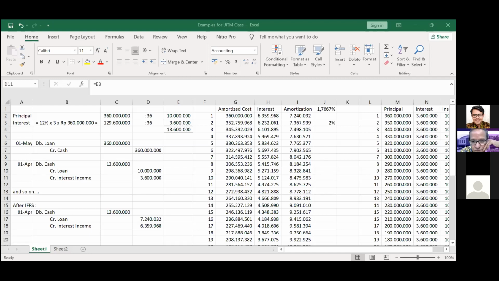Another issue is that since IFRS 9, the loan is recognized not only when the bank extends the loan, but also when the bank extends a commitment for loan. Commitment for loan, not loan, commitment for loan. So maybe it's easier to understand the loan provision for the commitment by this example.